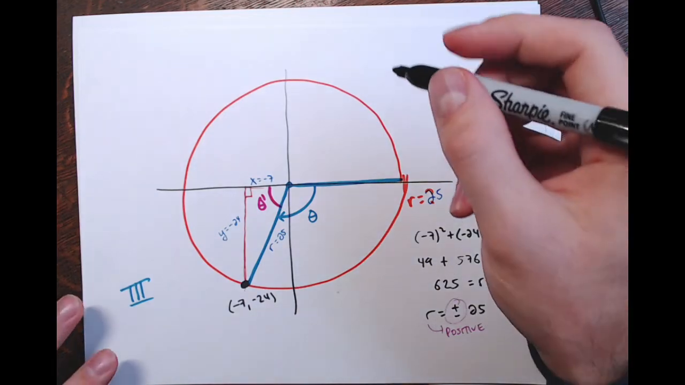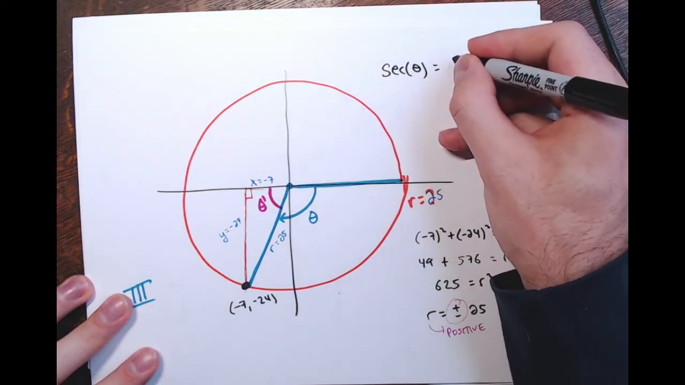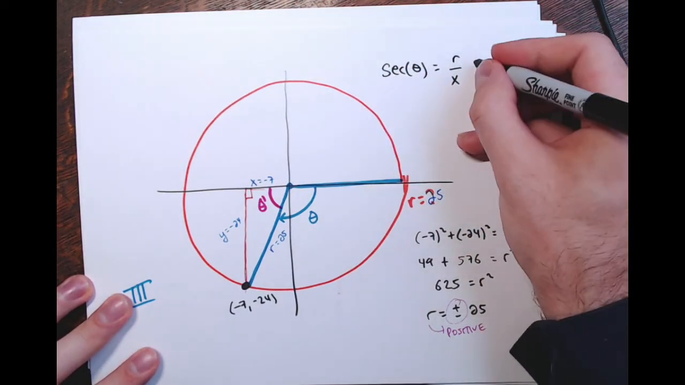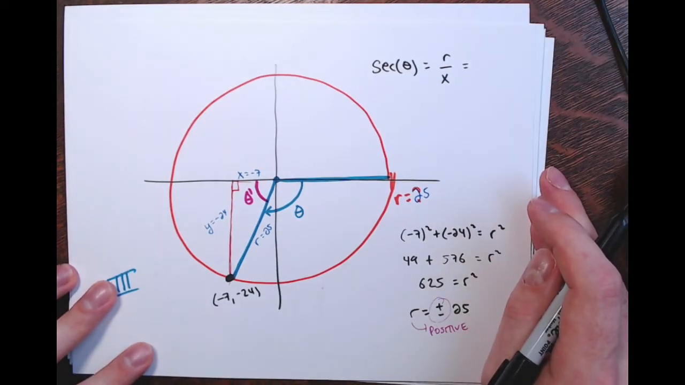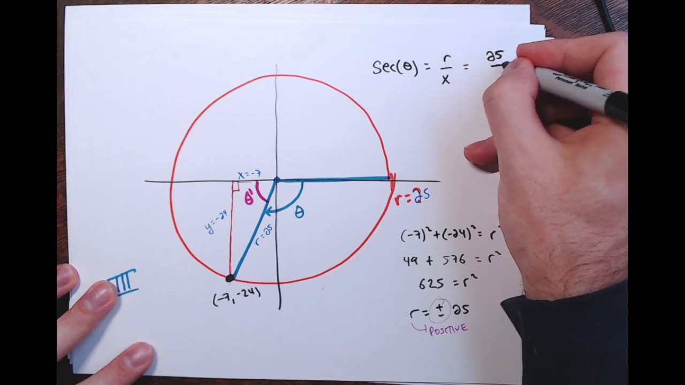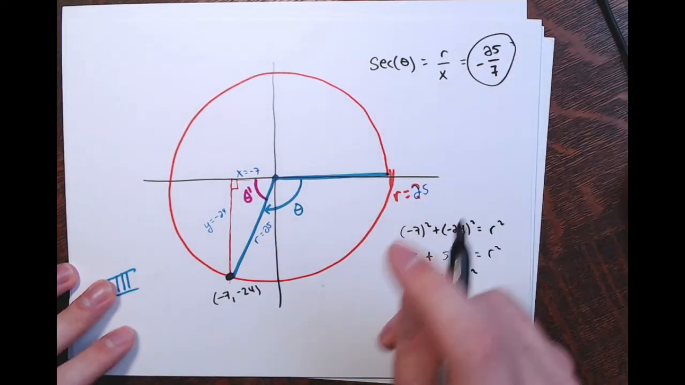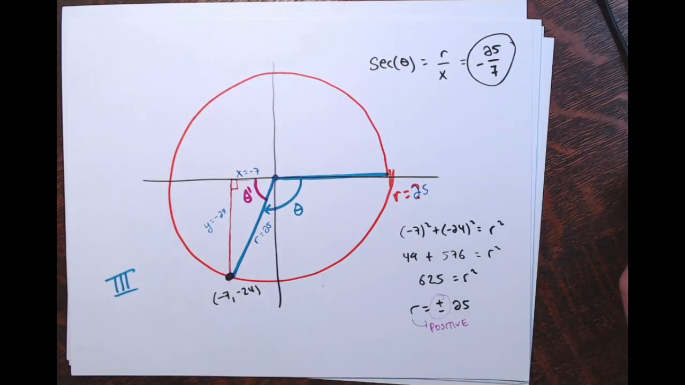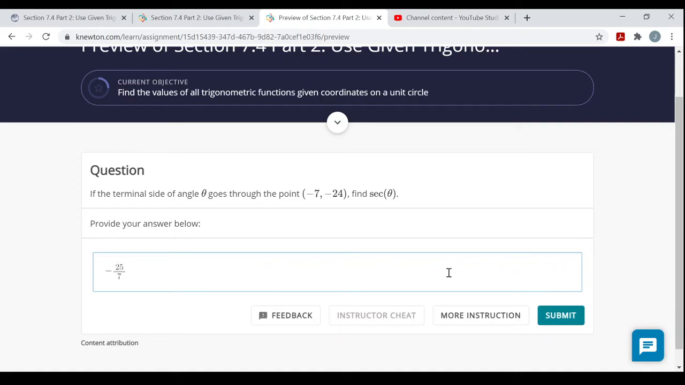And we're asked yet again to find the secant of this angle, which is the reciprocal of the cosine. So it's the radius of the circle divided by the x-coordinate of your point on that circle. So 25 divided by, and then the x-coordinate's -7. So this would be -25/7. And I'll just do the cheat instead of typing it in. -25/7 as stated.